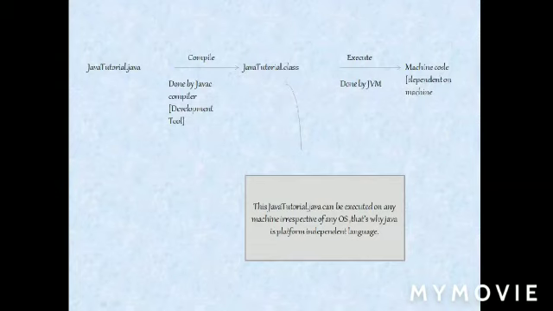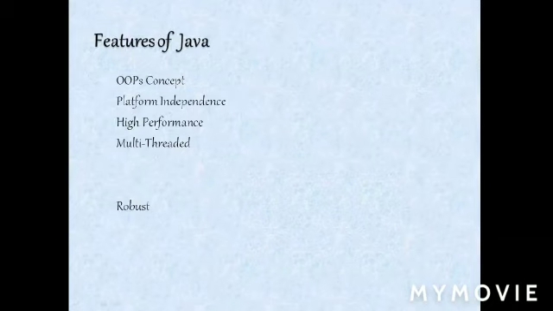Now, let us see the features of Java. The main feature is the OOPS concept, that is the object-oriented programming system concept. Other features are platform independence, high performance, multi-threaded, simple, secure, robust, interpreted, and distributed. We will learn about these concepts in brief in my next video.